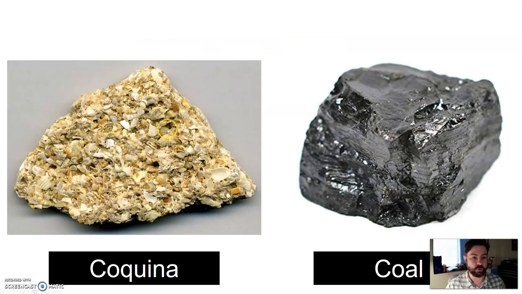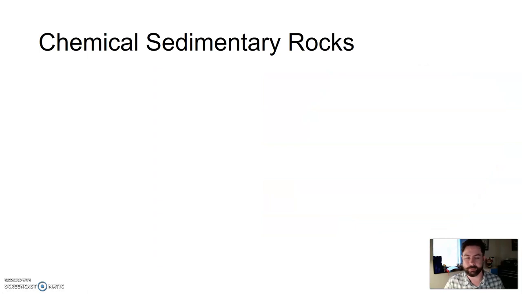So here is coquina. You can see the little pieces of shells that were compacted and cemented together. It kind of looks like a weird Rice Krispie treat. And then here's coal. In coal, you can actually see the layering of dead plant material that's been squished together. Those are just two examples.